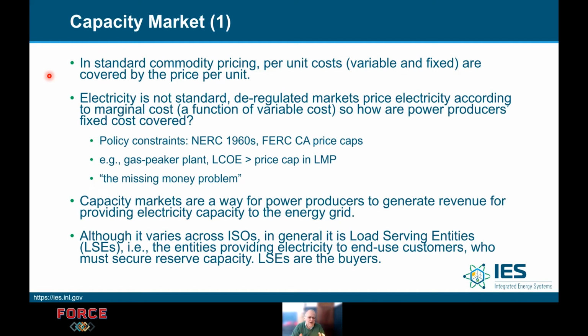And across all of these markets, there's a little bit of variation in how markets operate: the capacity market, how they operate the ancillary services market. For example, the CAISO in California doesn't use a capacity market. They use what's referred to as a resource adequacy market, but they're all essentially trying to solve this missing money problem that large fixed cost generators face.